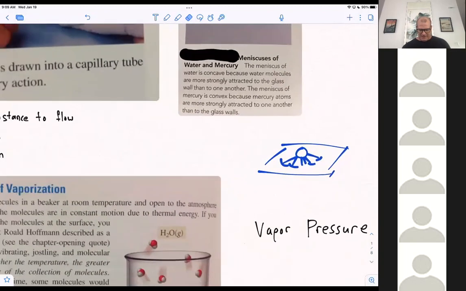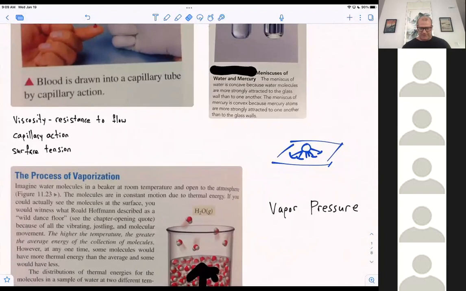And of course, there are certain chemicals called surfactants. Surfactants are things that take away the surface tension of water. So there are a lot of soaps, detergents, bar soaps, liquid soaps. These are also called surfactants because they break down the surface tension of water and make it easier to clean stuff.